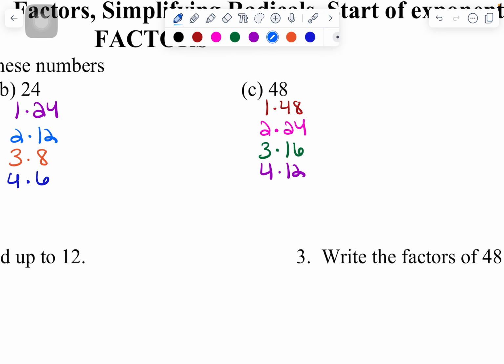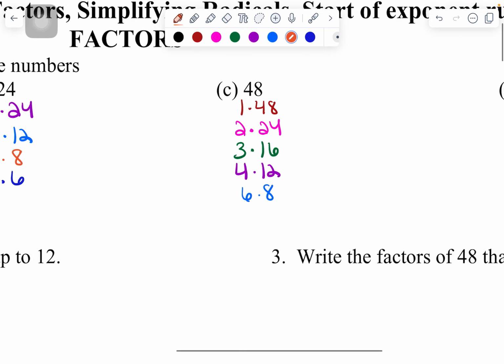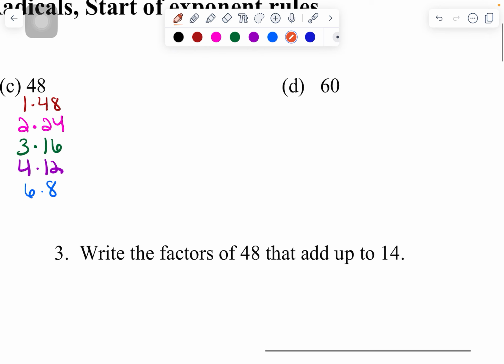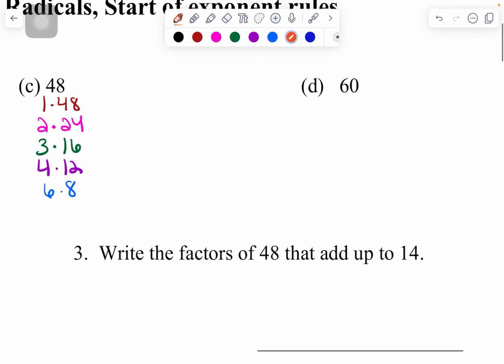5 is not going to go into 48. 6, all right, 6 times 8. 7 doesn't go into 48. And as we just saw, 8 is on our list. So I've now run out of things that multiply to 48. So that's all the factor pairs that work. And one last factor pair, no, try it again.